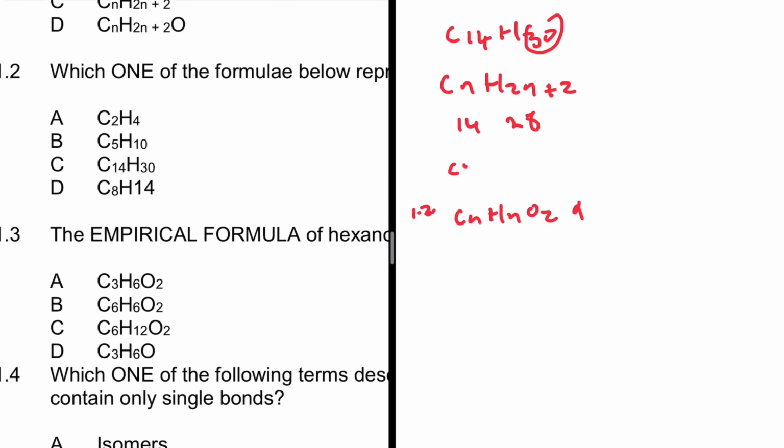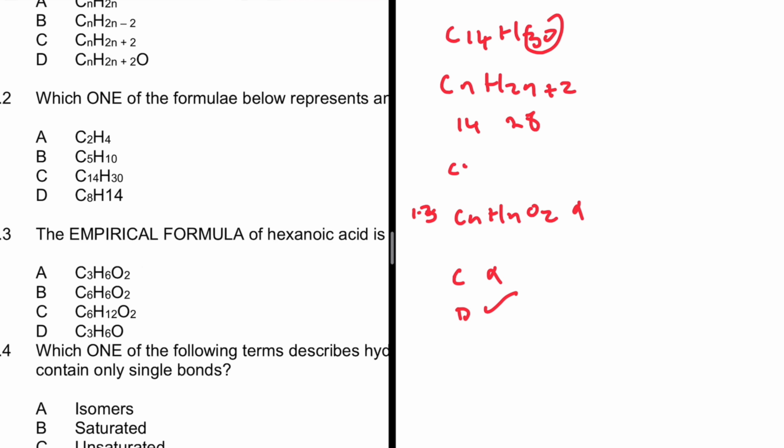So the answer to 1.3 is not C. It is actually not C. The answer is D. Let me show you how. The question says the empirical formula, right? Empirical formula is the smallest whole number ratio. So C is hexanoic acid, but C is not the empirical formula of hexanoic acid.